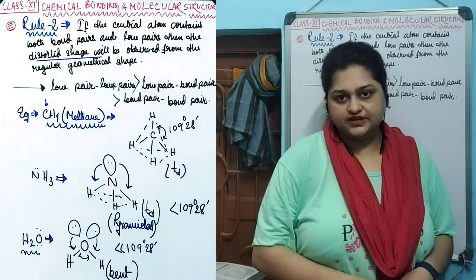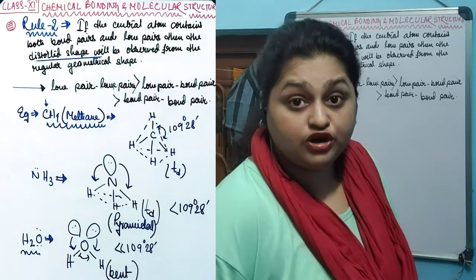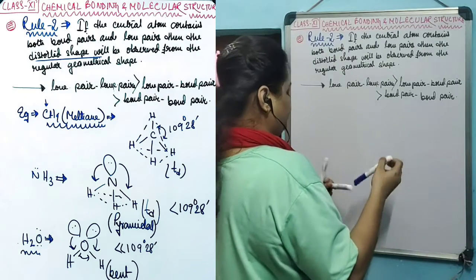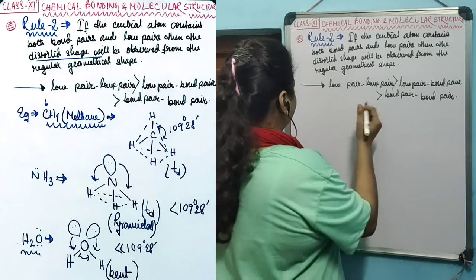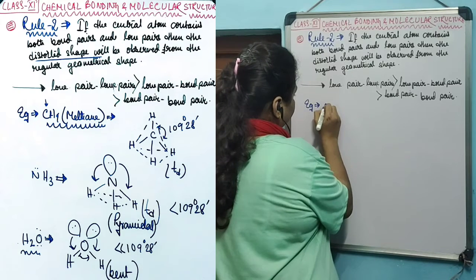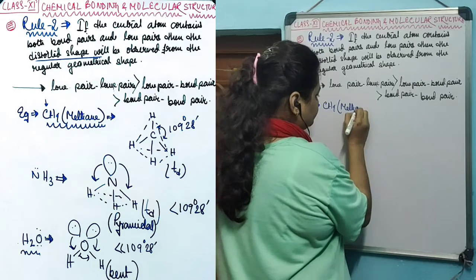Let us study some examples of geometrical shapes for a few molecules. First, the molecule that we are going to study is this one. CH4. This is known as methane.